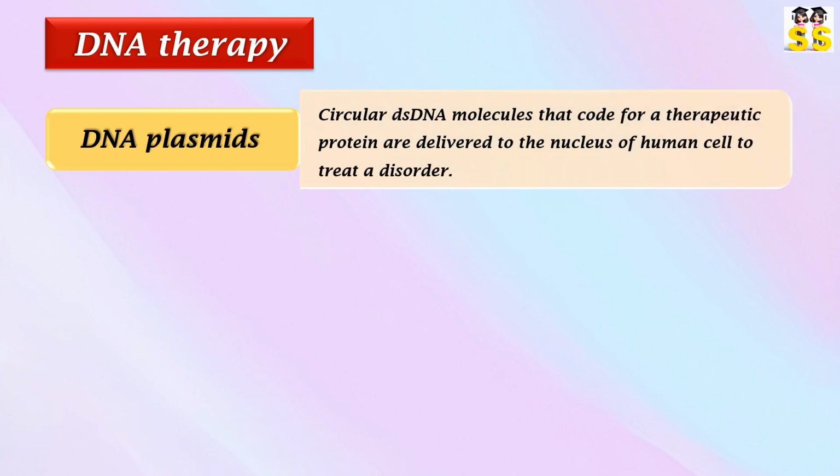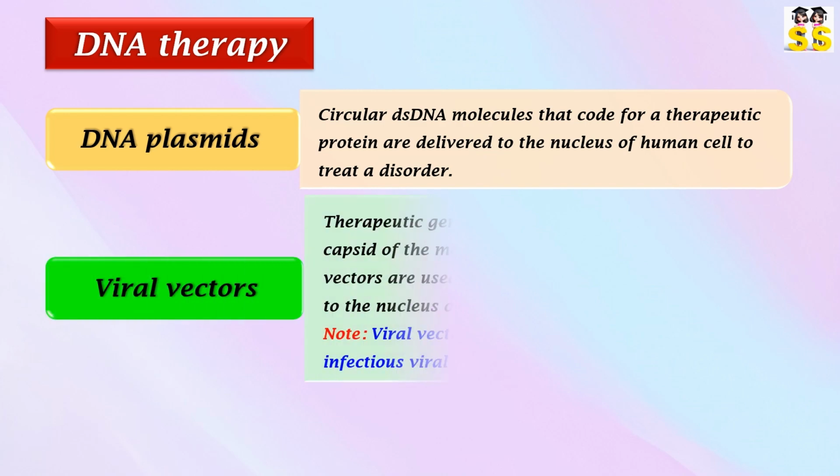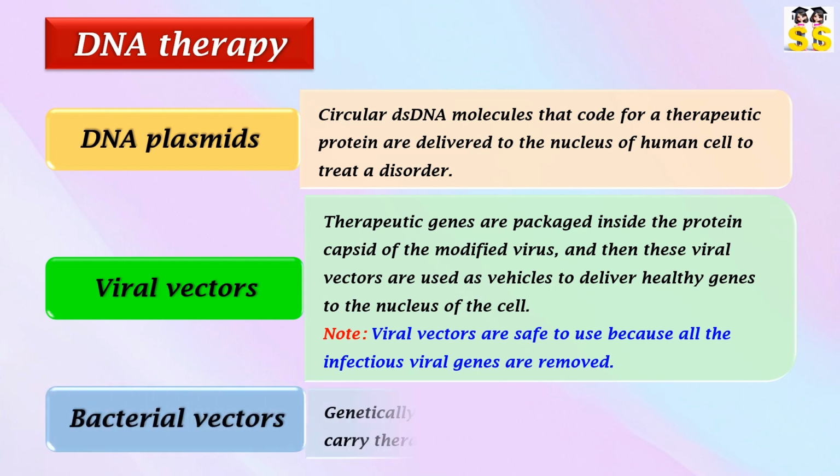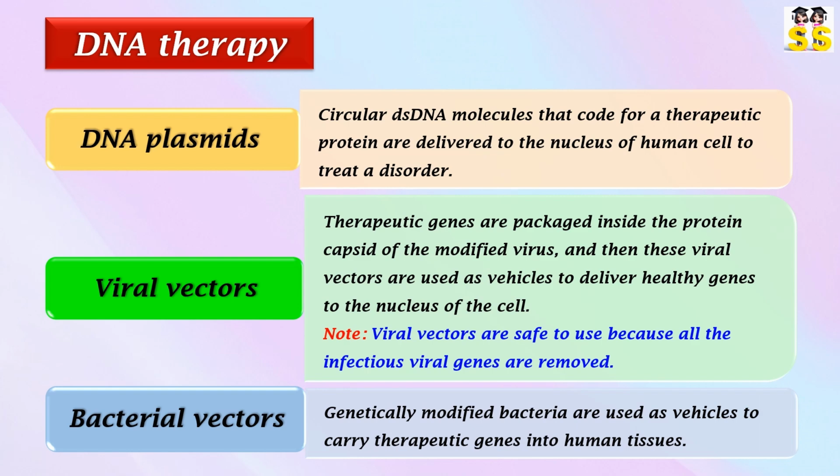DNA plasmids. These large, double-stranded circular DNA molecules are genetically modified to carry therapeutic genes into the nucleus of a human cell to treat a disorder. Viral vectors. Therapeutic genes are packaged inside the capsid, which is the protein shell of the virus. These modified viruses are used as vectors to deliver healthy genes to the nucleus of the human cell. Viral vectors are safe to use because all the infectious viral genes are removed, and thereafter, they lose their ability to cause infections. Bacterial vectors. Genetically modified bacteria are used as vehicles to carry therapeutic genes into human tissues.